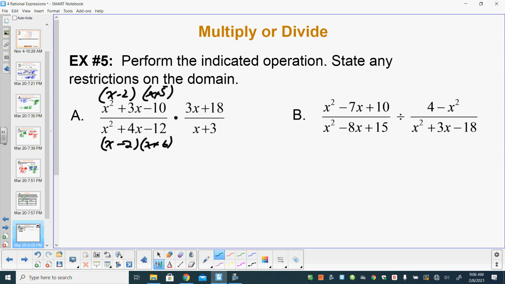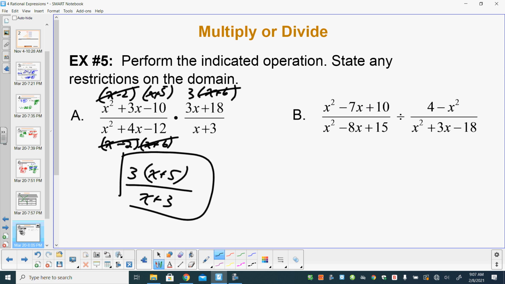What about over here? And what about this one? Just x plus 3. I couldn't do anything with it. So what's my next step? So what can I cancel? The x minus 2s. The x plus 6. Leaving you with what? Good. Blank sheet, but parentheses to indicate the multiplication over x plus 3. Everyone good there then?